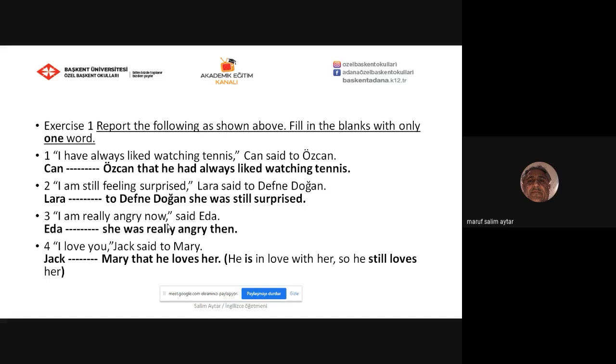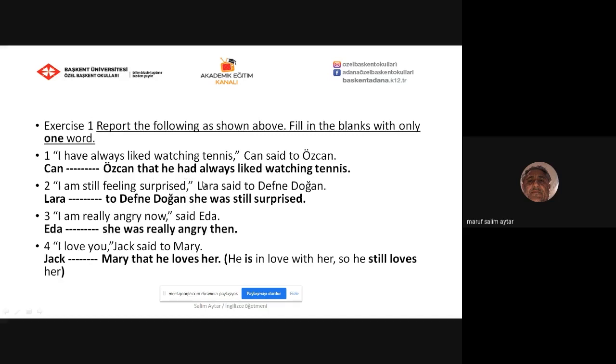Have a look at the exercise. It says to us, report the following as shown above. Fill in the blanks with only one word. I have always liked watching tennis, John said to Özcan. So the object is given here. What should we use here? Said or told? Because there is an object here, John told Özcan that he had always liked watching tennis.